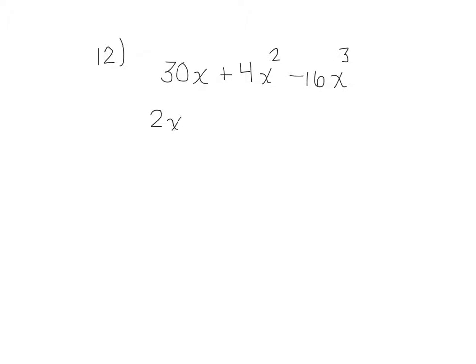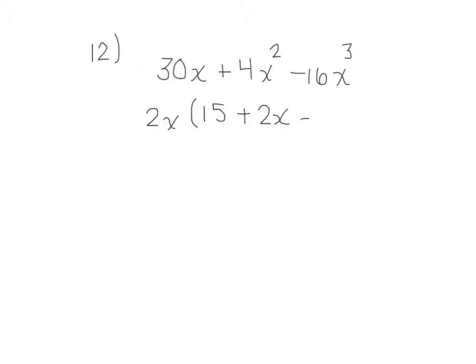First thing we always do is look for a greatest common factor, and 2x is what all of those terms in this trinomial can be divided evenly by. If I divide 30x by 2x, I get 15. If I divide 4x squared by 2x, I get 2x. And if I divide negative 16x cubed by 2x, I get negative 8x squared.